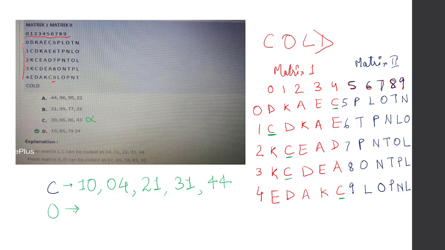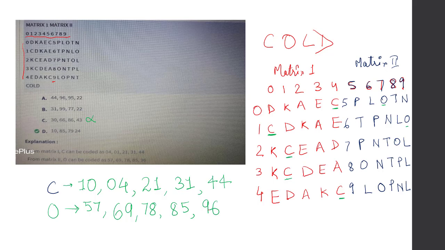O is actually appearing in matrix 2. So O can have codes as, this is where I'm finding O first, 5 7, then 6 9, 7 8, 8 5, and 9 6.